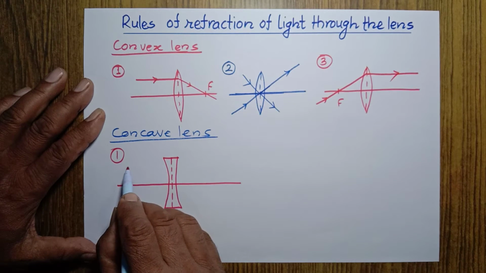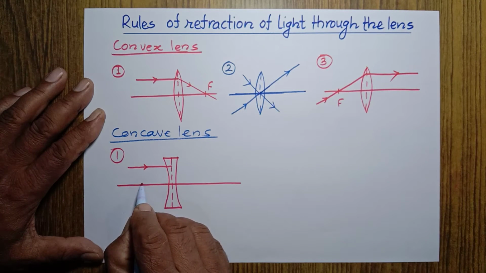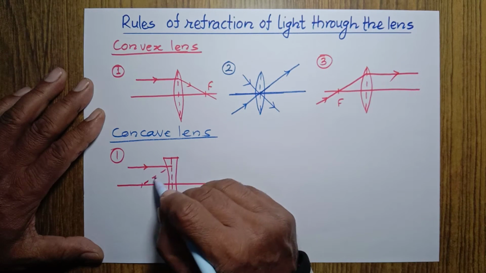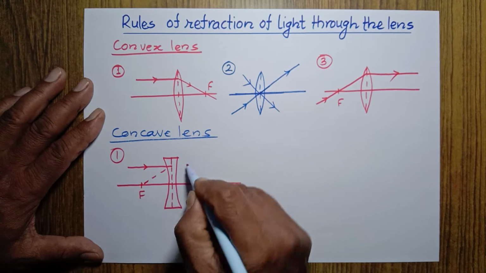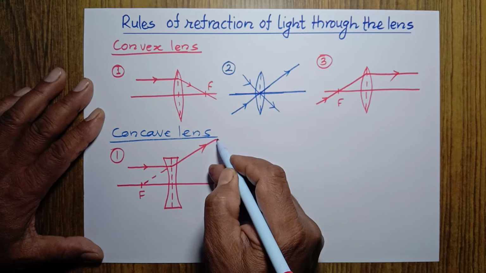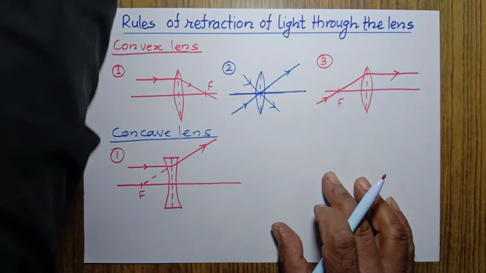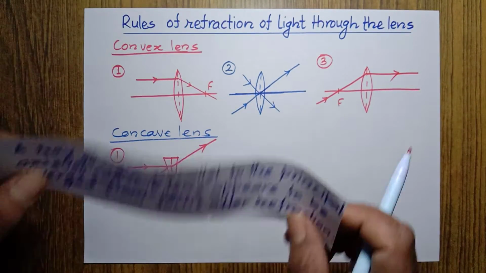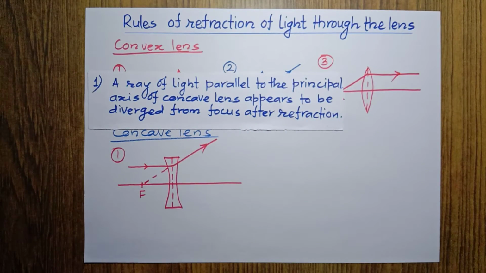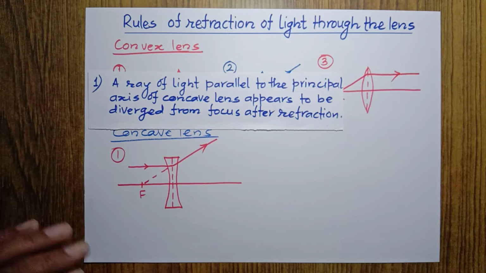And if a ray of light comes this way, I mean to say parallel to the principal axis, then what is found? It appears to be diverging from this focus of the lens. Actually, light comes this way and diverges this way, but it appears to diverge from the focus. This is one of the rules. For concave lens, we can write this way. Look at this. A ray of light parallel to the principal axis of a concave lens appears to diverge from the focus after refraction. This is one rule.